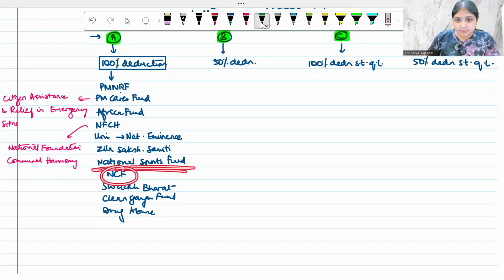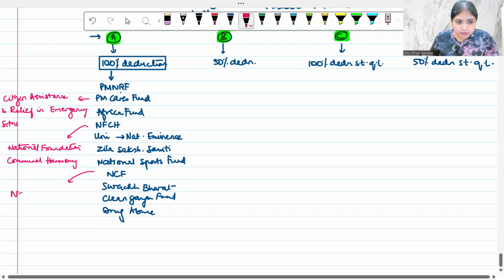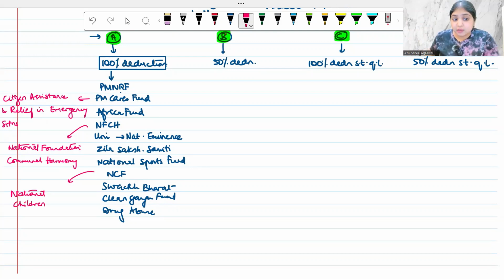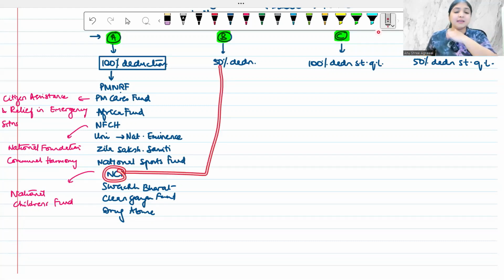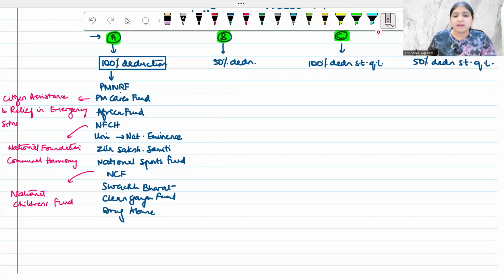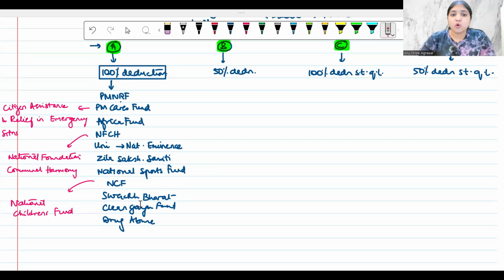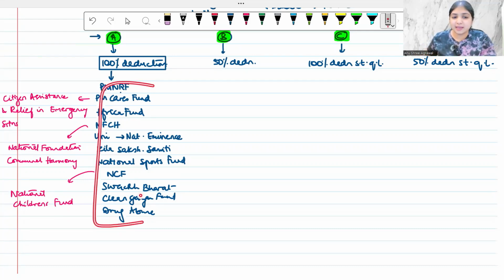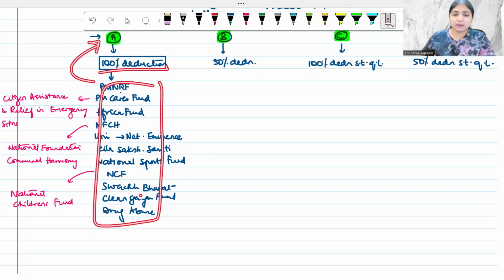Then NCF is National Children's Fund. Just know that National Children's Fund was earlier under category B. But now it's under category A. Then we have Swachh Bharat Kosh, we have Clean Ganga Fund, we have National Fund for Control of Drug Abuse. So all of these come under category A, 100% deduction. Whatever you contribute, full deduction you will get under category A.